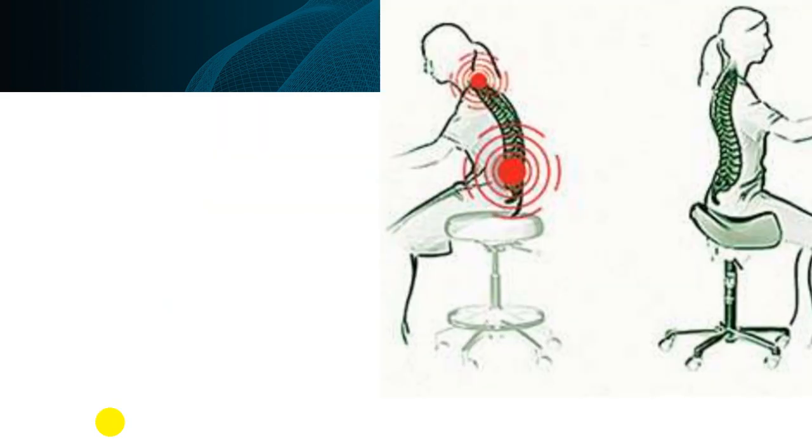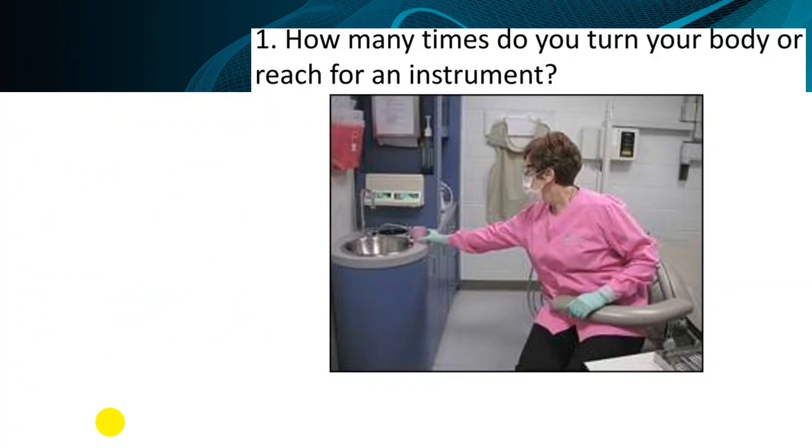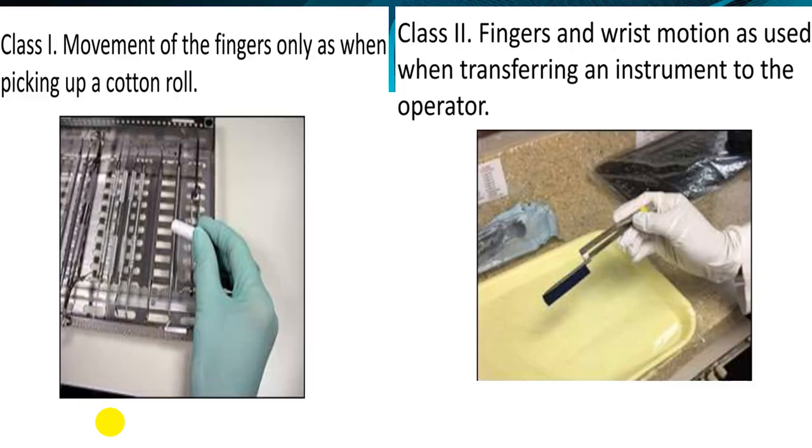This is the incorrect sitting which causes the pain, the tendinitis, and many other muscle and neural problems. How many times do you turn your body or reach for an instrument?